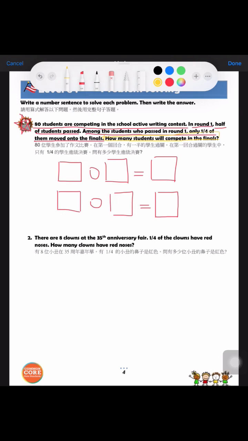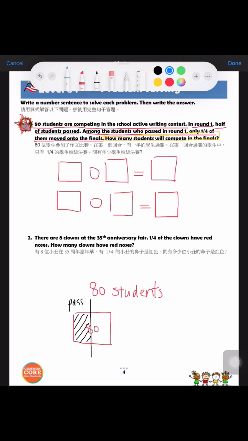Okay, so step 1, we need to calculate how many students passed in round 1. We know that 80 students are competing in the writing contest. And in round 1, half of the students passed. That means we need to half 80. So, what is the half of 80?